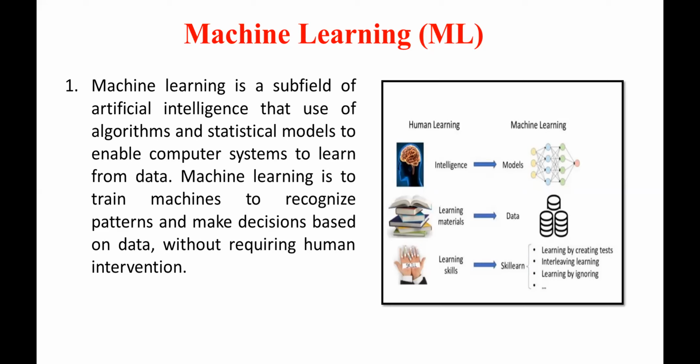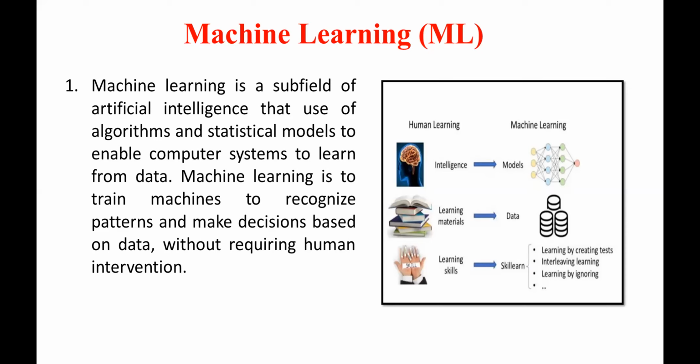You can see different types of machine learning based tools. What is machine learning? It's a subfield of artificial intelligence that uses different types of algorithms and statistical models to enable your computer system to learn from the data you provide. So machine learning is to train your machine to recognize patterns and make decisions based on the data without requiring human involvement. In human learning, we use intelligence; in machine learning, you use a model.